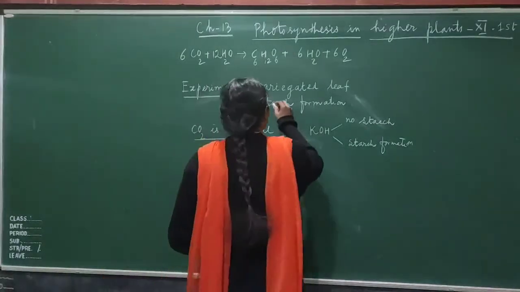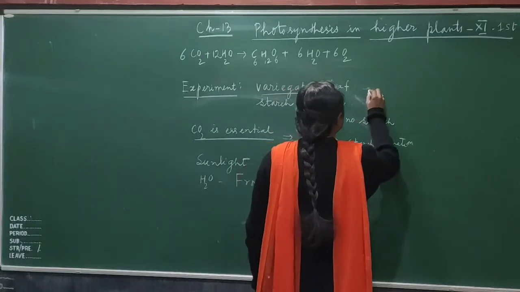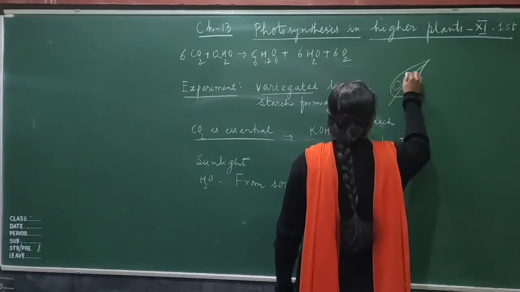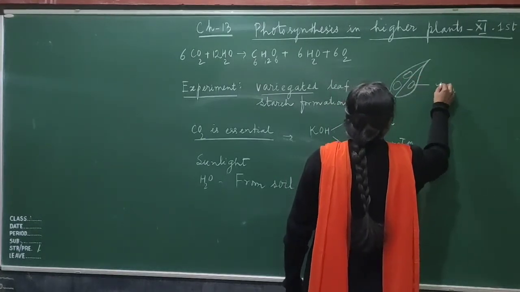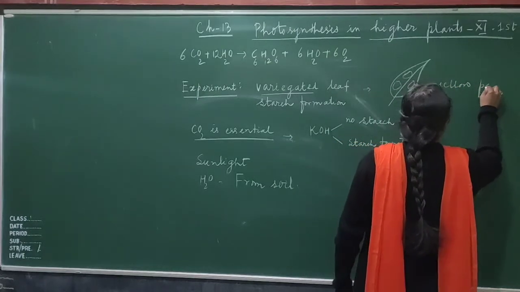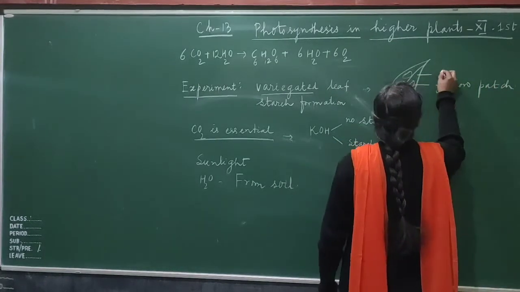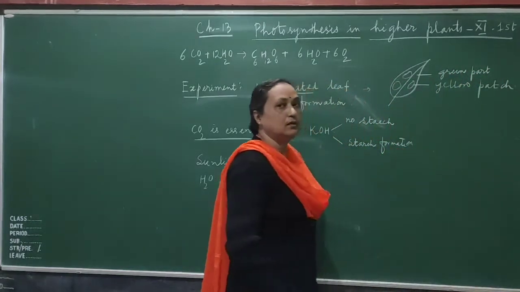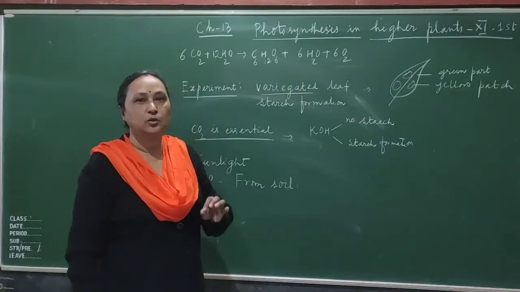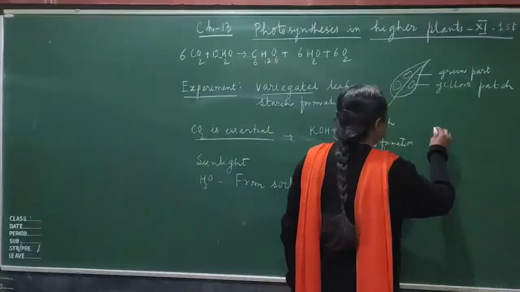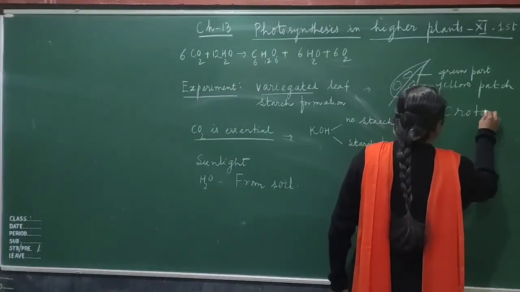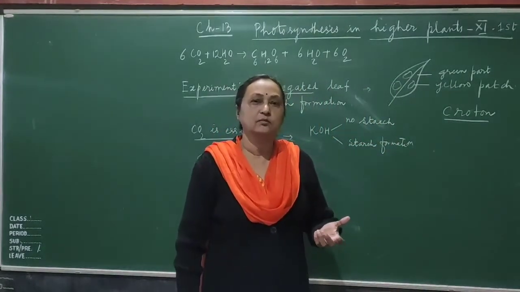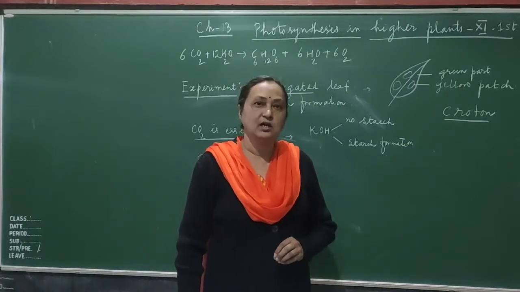So what do you understand by variegated leaf? A variegated leaf is a leaf which is having green and yellow patches. For example, suppose this is a leaf. These are the yellow patches and this is a green part. You know that the green part of the plant is having chlorophyll pigments. For example, croton. Croton is a plant which is mainly grown in gardens for its variegated leaf. So the leaves look beautiful, and generally we grow crotons in our garden.